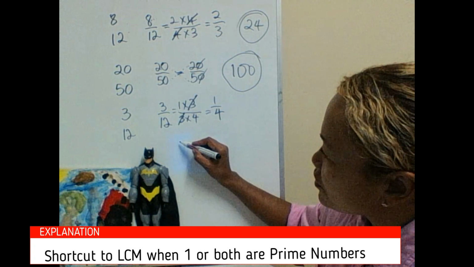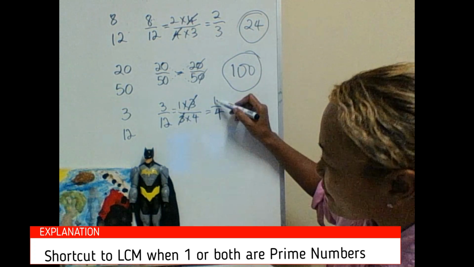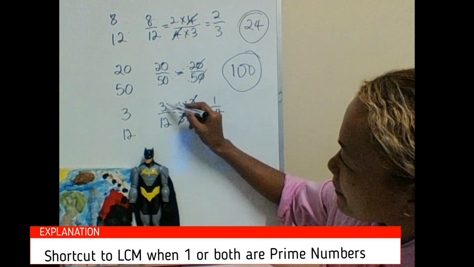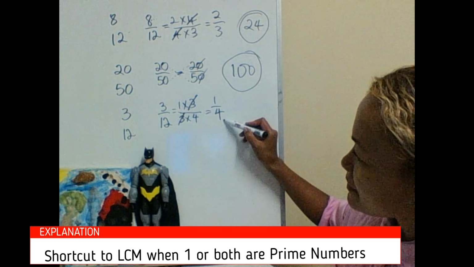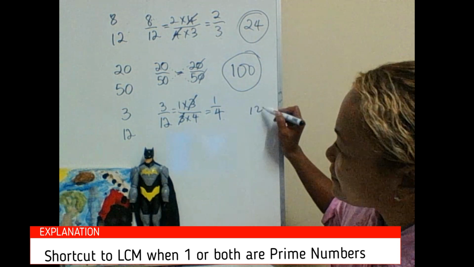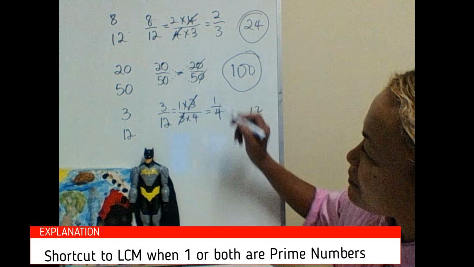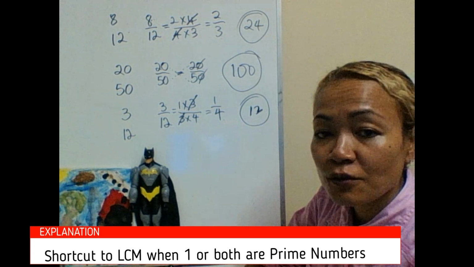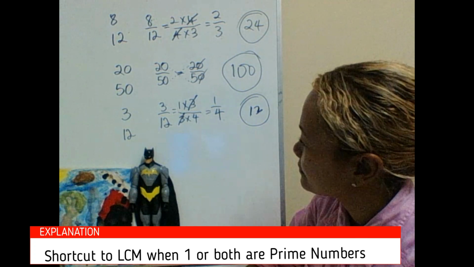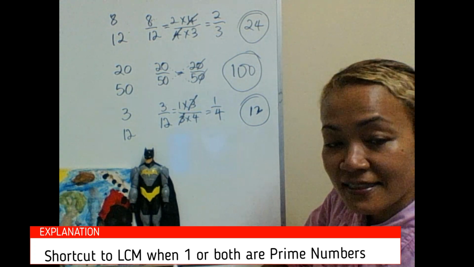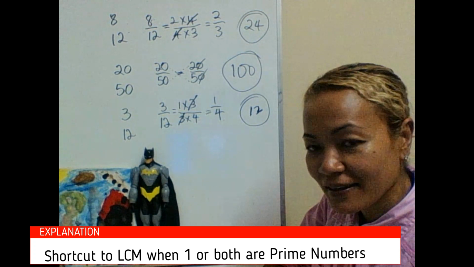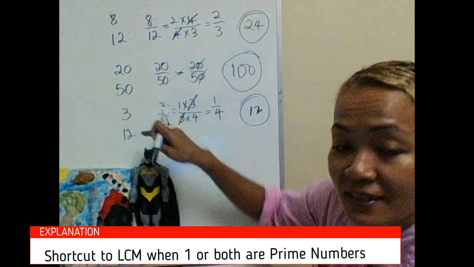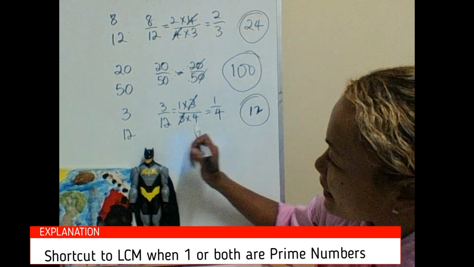Sorry, if I complete this to the end of the process, so 3 over 12, 3 times the denominator here is equal to 12. 12 times 1 is equal to 12, so 12 is the lowest common multiple. So you see some of these shortcuts when you see one of either of these two numbers is a prime number. Then you'll have these situations.